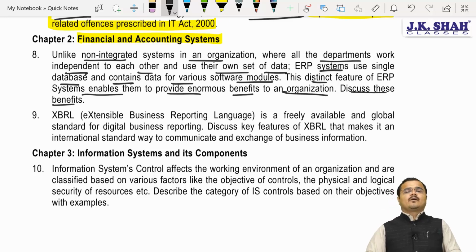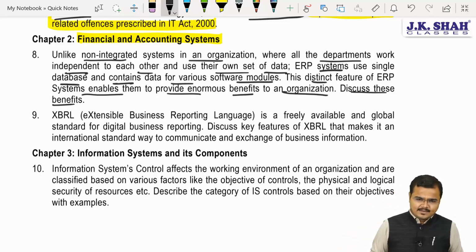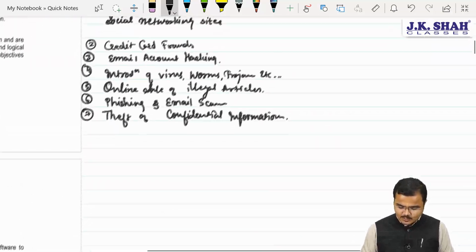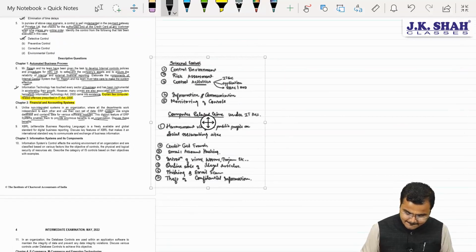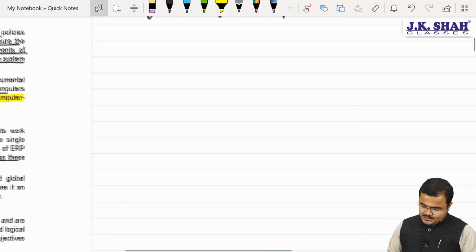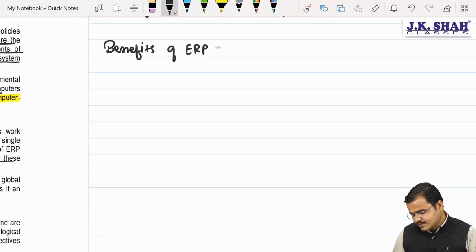Now, we are here to discuss what? Some benefits of the ERP system. I hope, Chartered, you all remember this. It's a good question. So let's try to understand, Chartered. We are here to discuss what? Benefits of the ERP system. Correct, Chartered? 110%, sir.